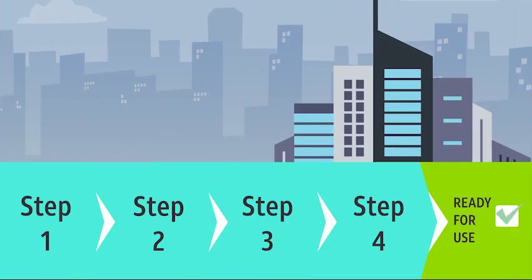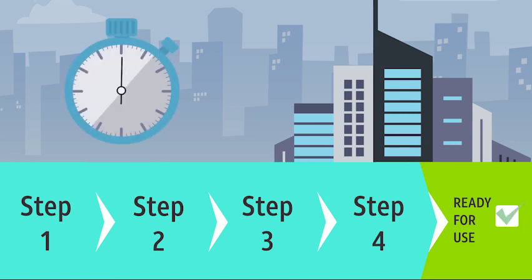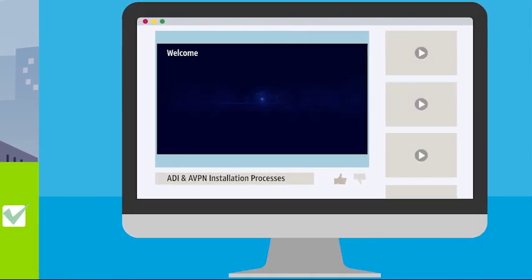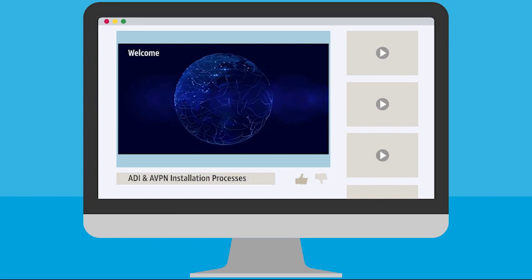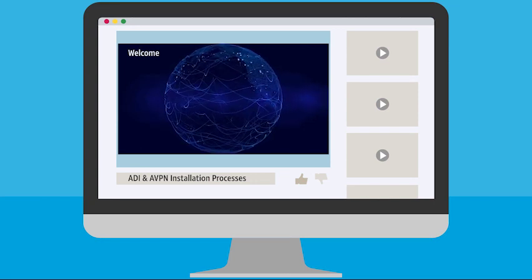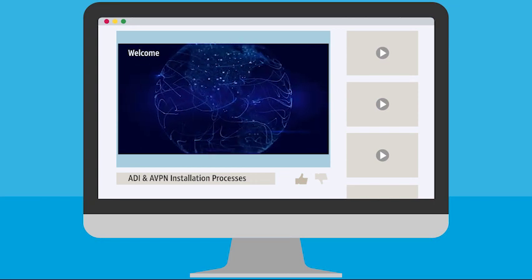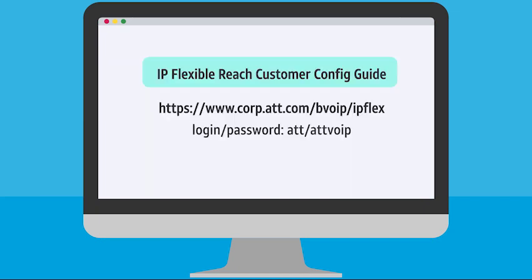Completing the instructions we've described here will greatly help AT&T in getting your service installed smoothly, on time, and billing accurately. Please check out the other short, informative videos relating to the installation of the AVPN or ADI transport for your IP Flexible Reach voice service. Also linked below this screen is a guide that will help explain in further detail the things you can do to help this installation go smoother.